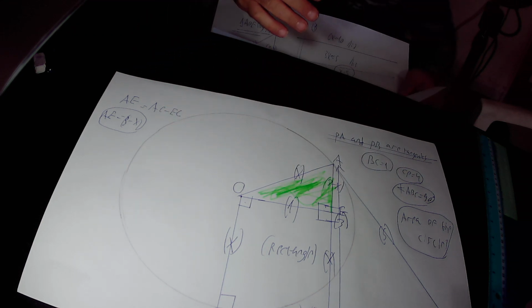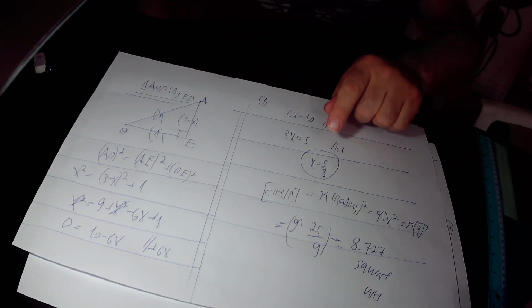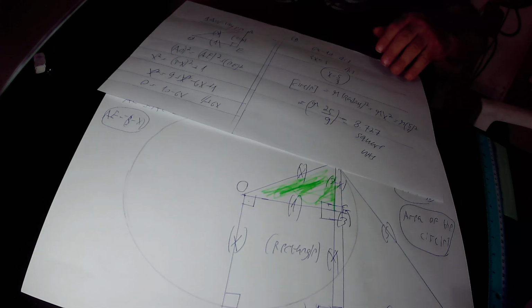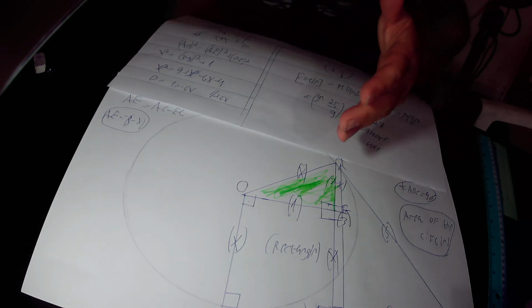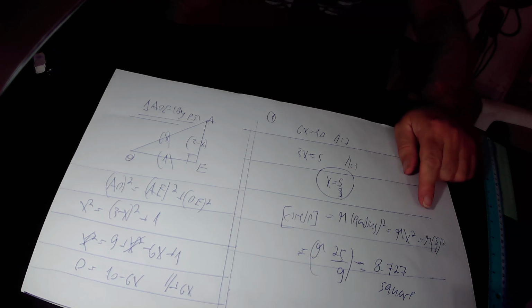The area of any circle equals pi times the radius of the circle squared. The radius of our circle is x. Therefore, the radius squared is x squared. So the area of our circle will be equal to pi times x squared. X is 5 over 3. Therefore, x squared is (5 over 3) squared.